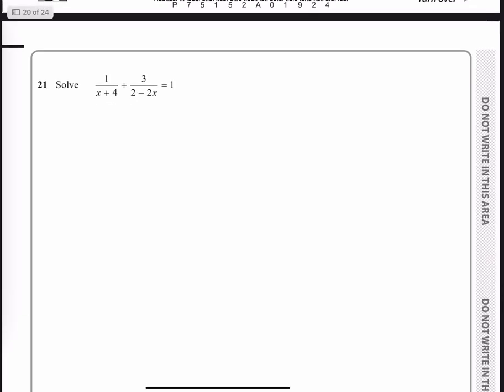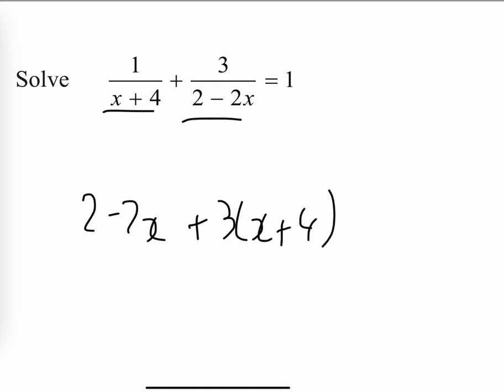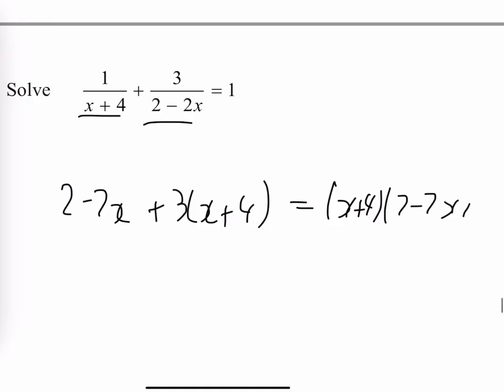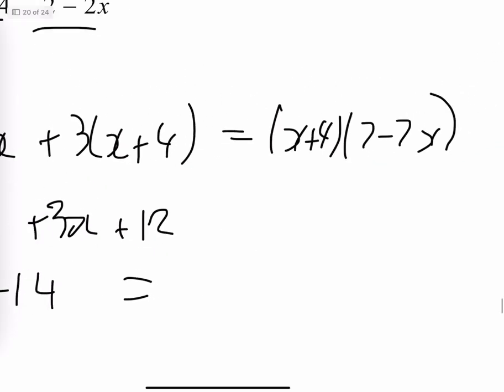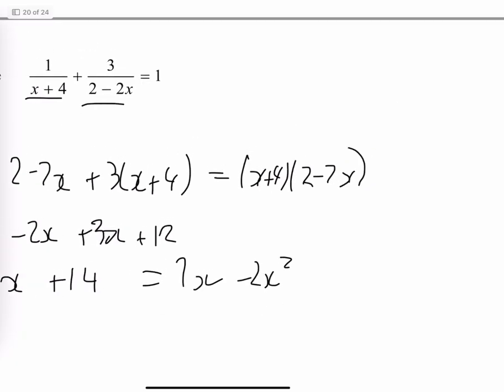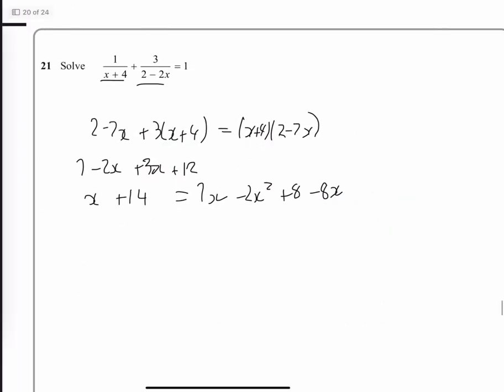Solve this. Okay, so we're going to have to times everything up by these denominators to get it into a nicer form. So that's 2 minus 2x plus 3 lots of x plus 4 equals x plus 4, 2 minus 2x, which gives us 2 minus 2x plus 3x plus 12, which is what, x plus 14, equals 2x minus 2x squared plus 8 minus 8x. So bring it all over to one side.